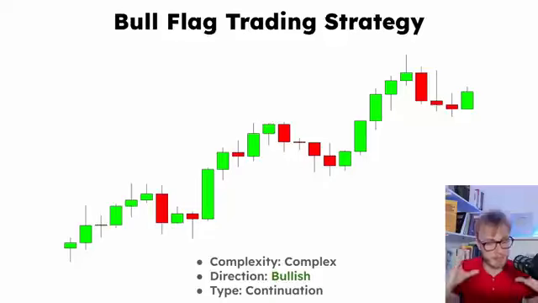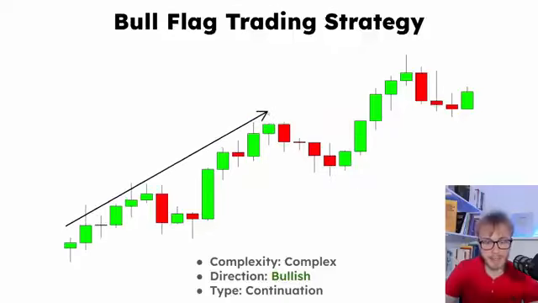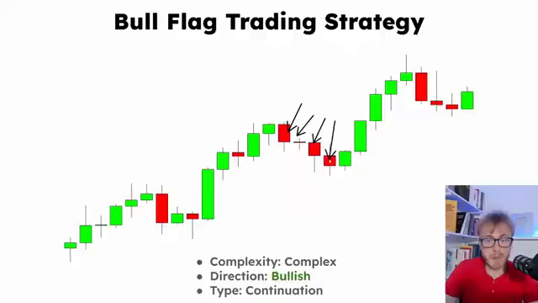And as always, the first thing we need to do is to identify the pattern. So feel free to pause the video and try to do this on your own. Did you find any flag? Well, in my opinion, the most obvious flag is this movement right here. You can see that before the pattern, we had a clear uptrend. Then we saw 1, 2, 3, and 4 small candles that went in the opposite direction of the trend.